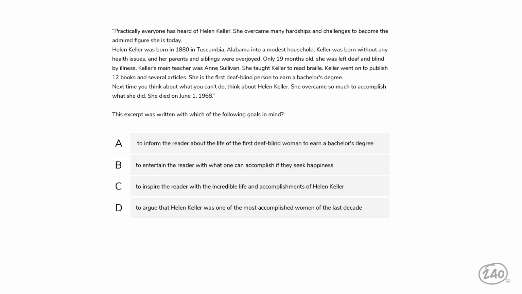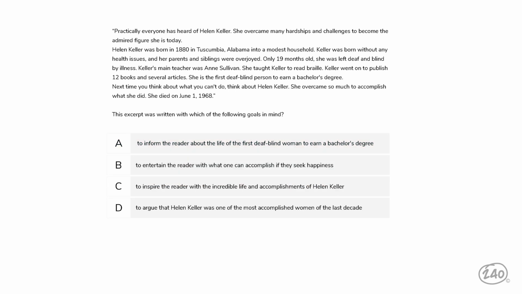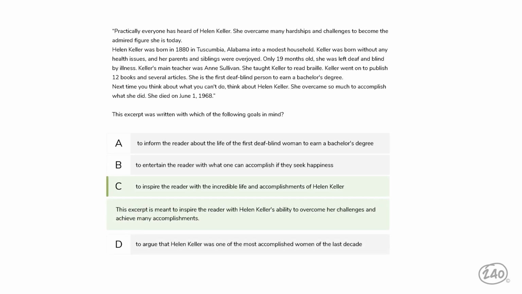I thought at first that this was the answer, but the question feedback from 240 would tell me that while there is information in the excerpt, the author has a larger goal of inspiring the reader. This is seen in the word choice present in the last paragraph. So this is the correct choice. This excerpt is meant to inspire the reader with Helen Keller's ability to overcome her challenges and achieve many accomplishments.